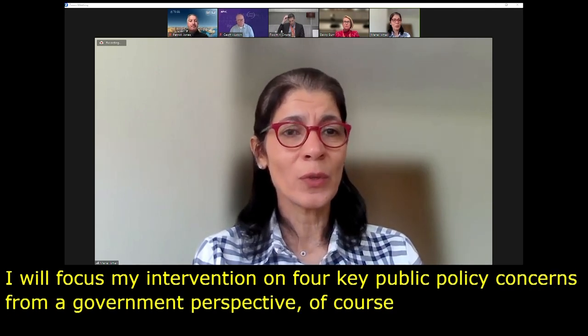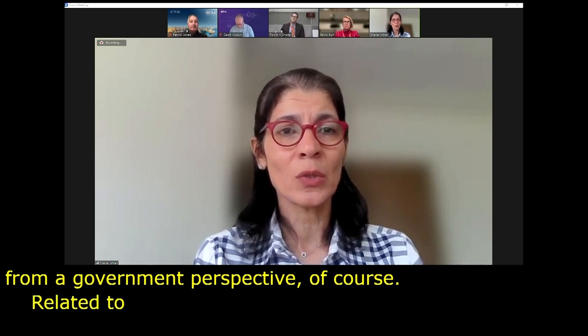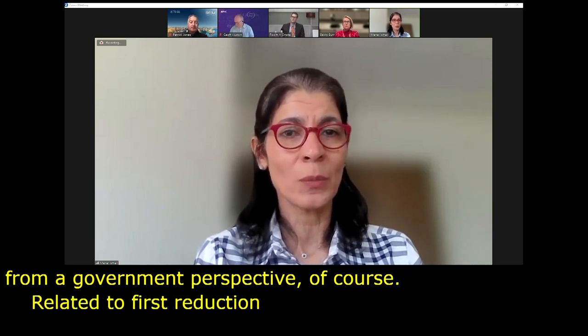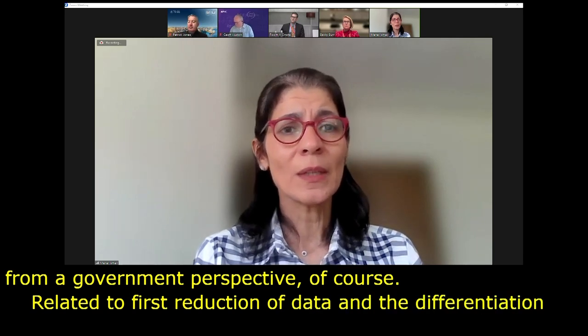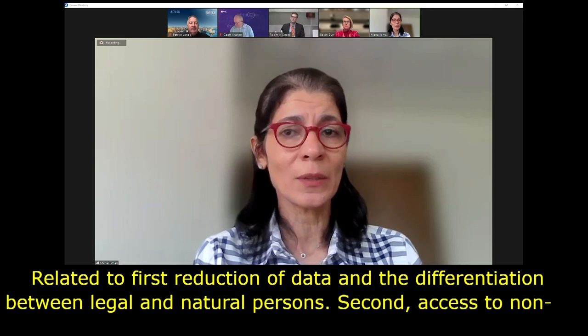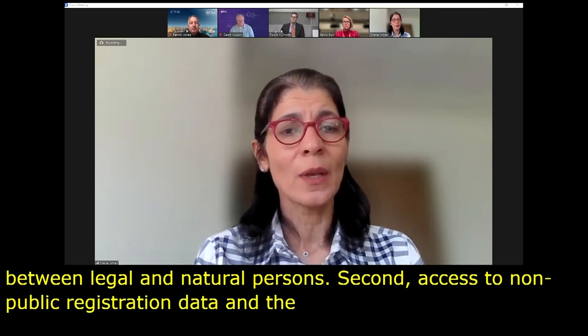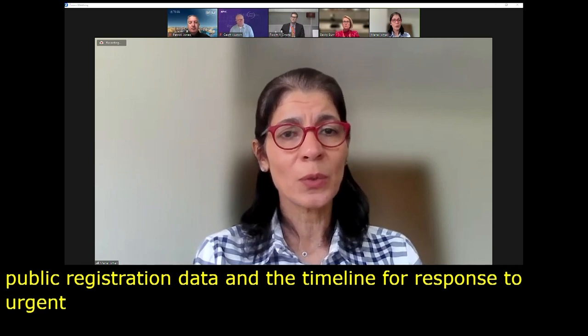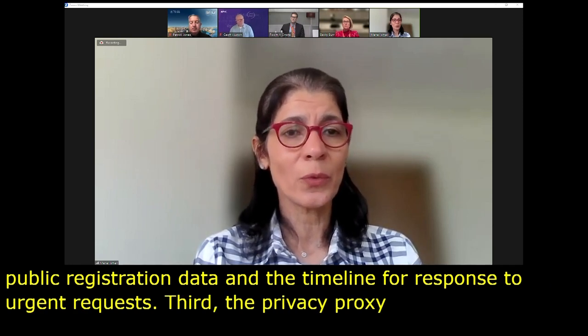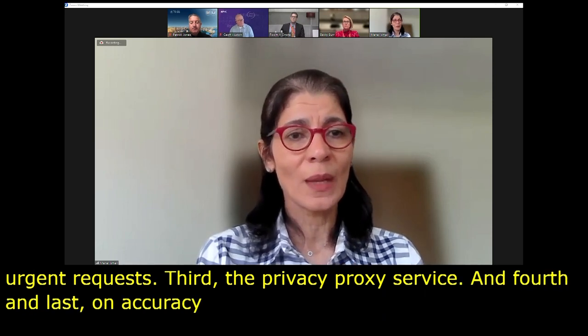Related to, first, reduction of registration data and the differentiation between legal and natural persons. Second, access to non-public registration data and the timeline for response to urgent requests. Third, the privacy proxy service. And fourth and last, accuracy of registration data.